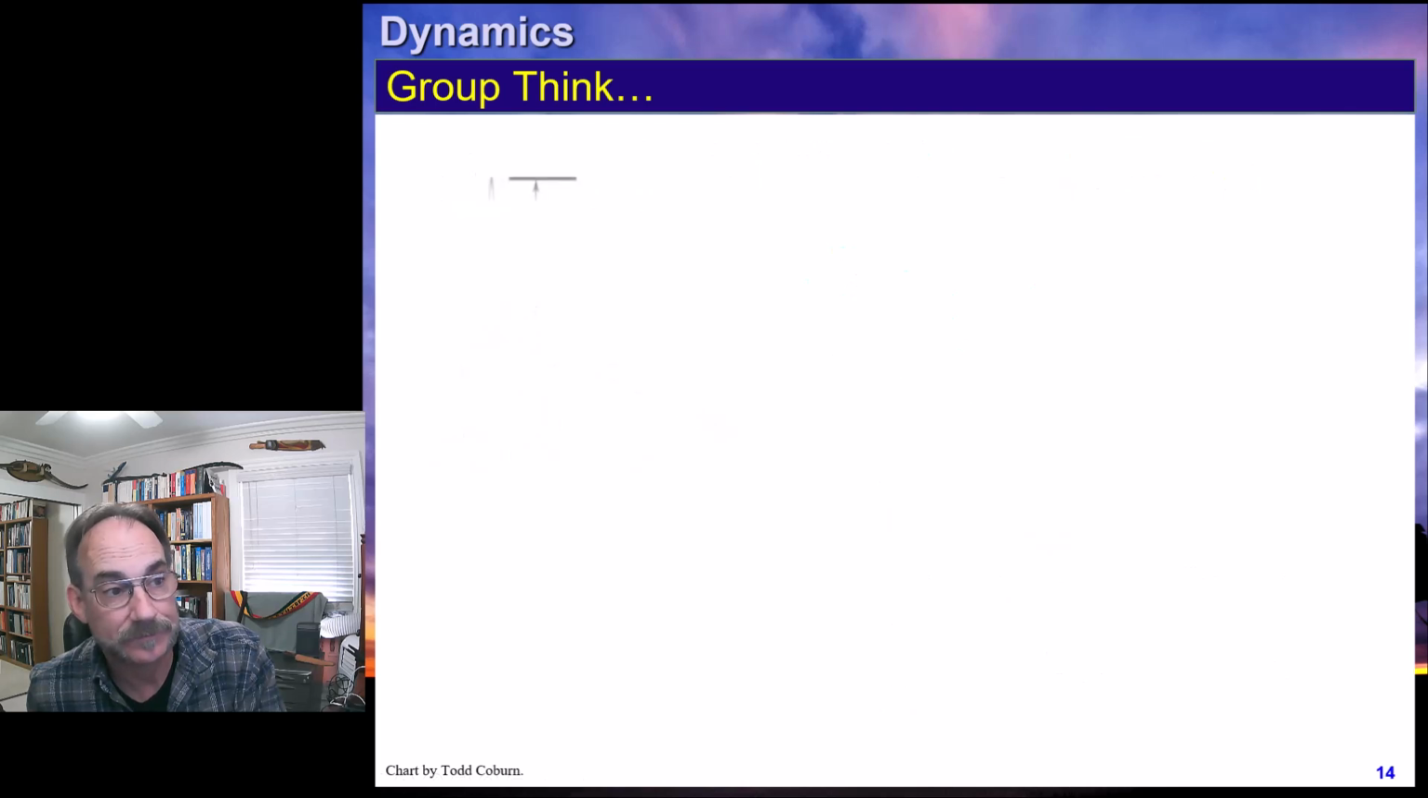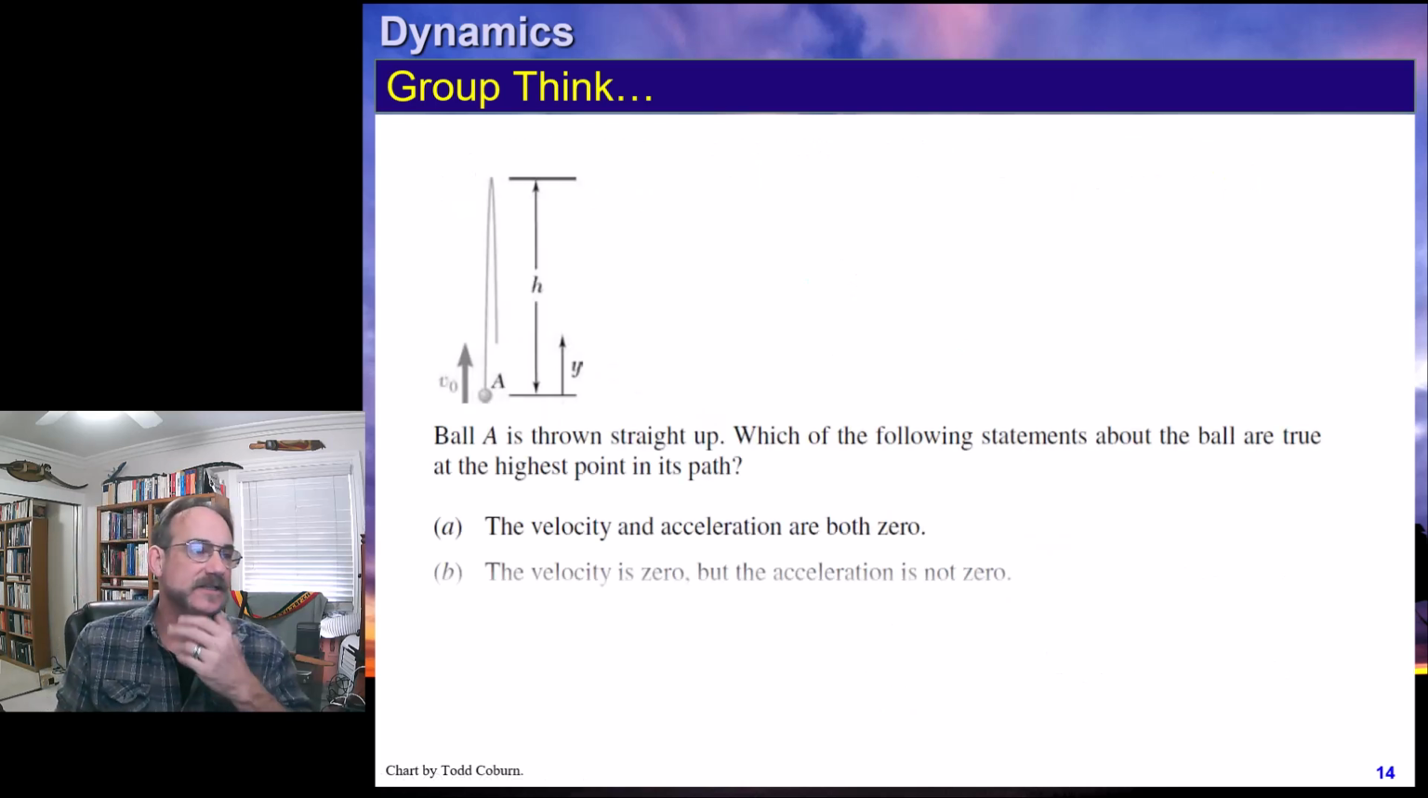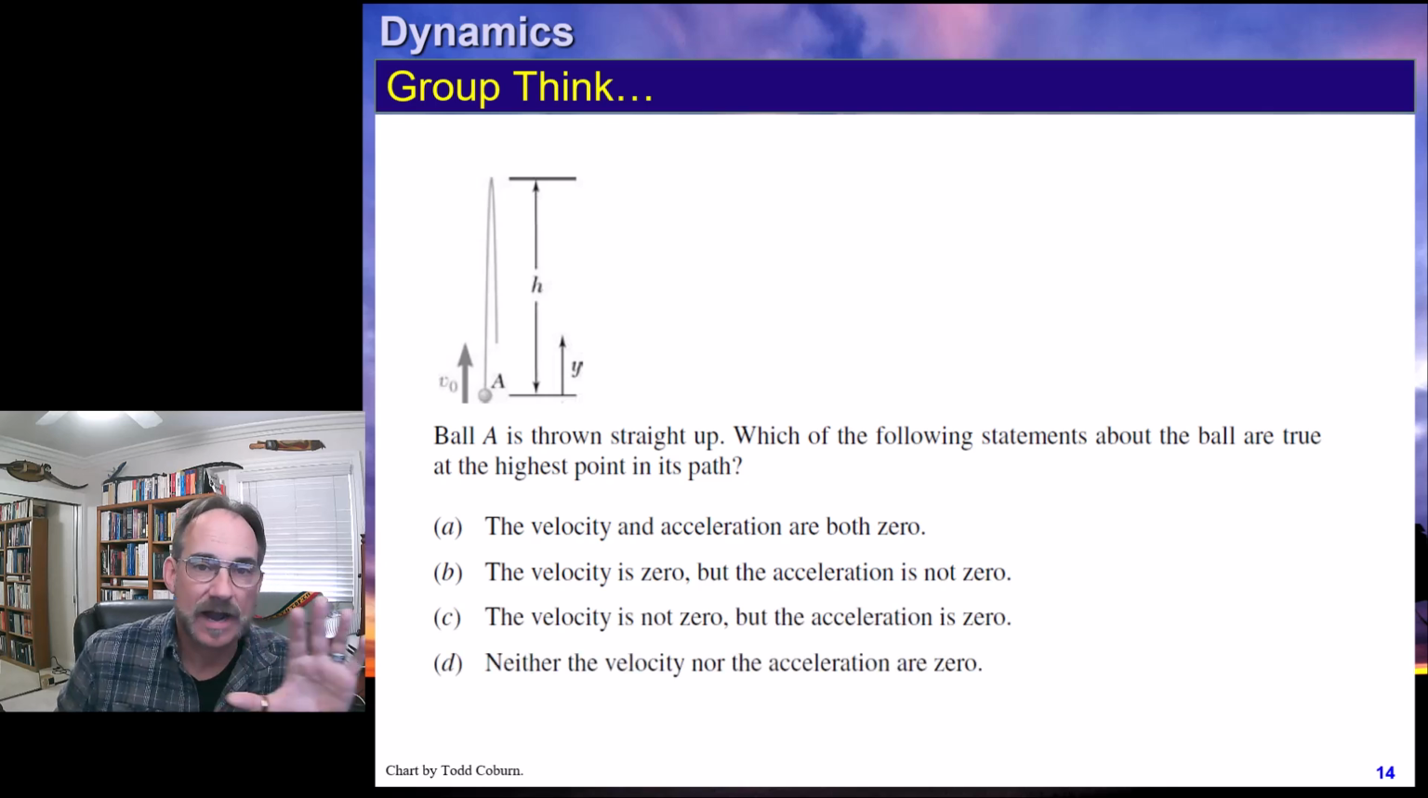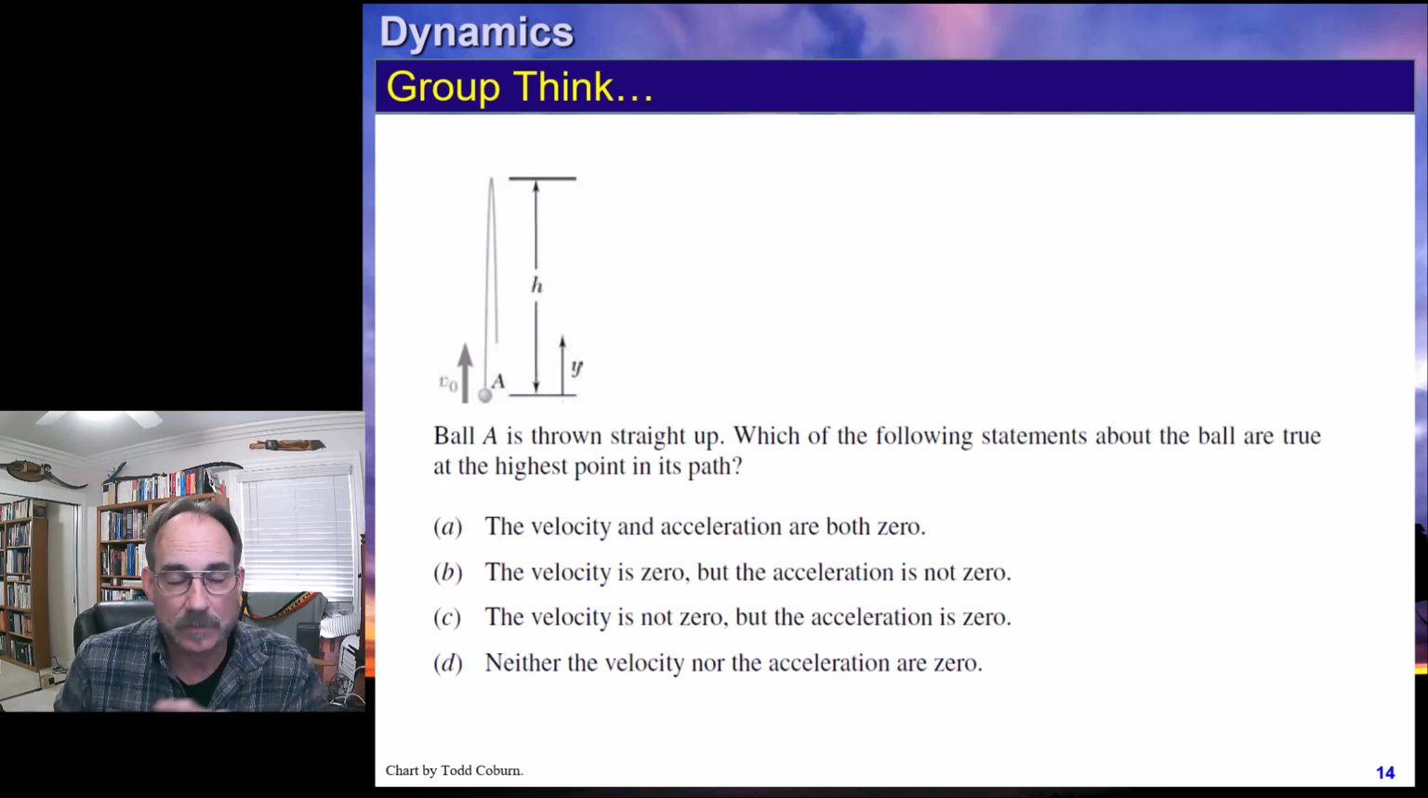You want another one? All right, let's think about this. Ball A is thrown straight up. These ideas are out of Beer and Johnson, by the way. Which of the following statements about the ball are true at the highest point in the path? Are the velocity and acceleration both zero? The velocity is zero, but the acceleration is non-zero? The velocity is non-zero, but the acceleration is zero? Or neither one is zero? So think about that. Stop the video. Think about it. Scratch on your paper. When you're done, come back.